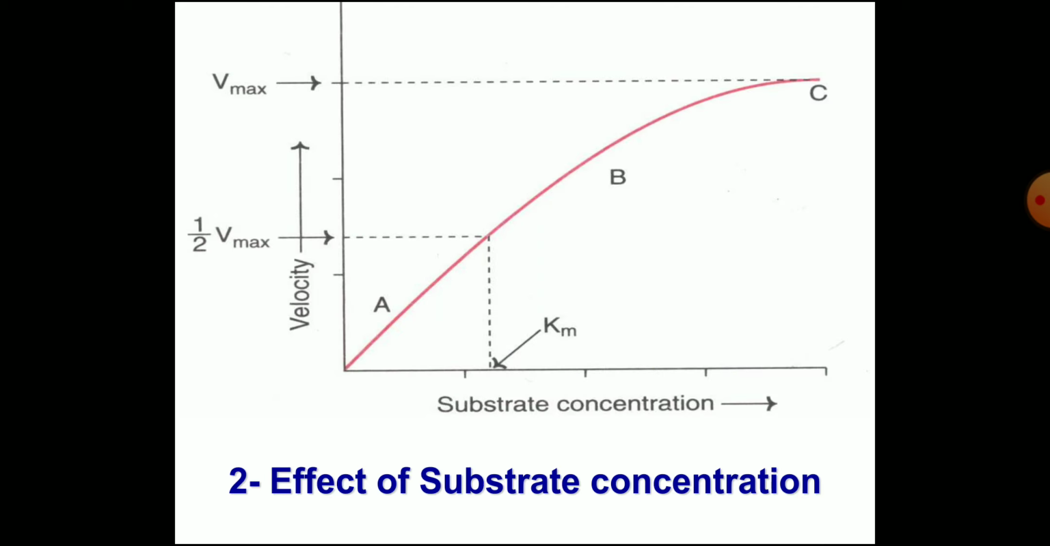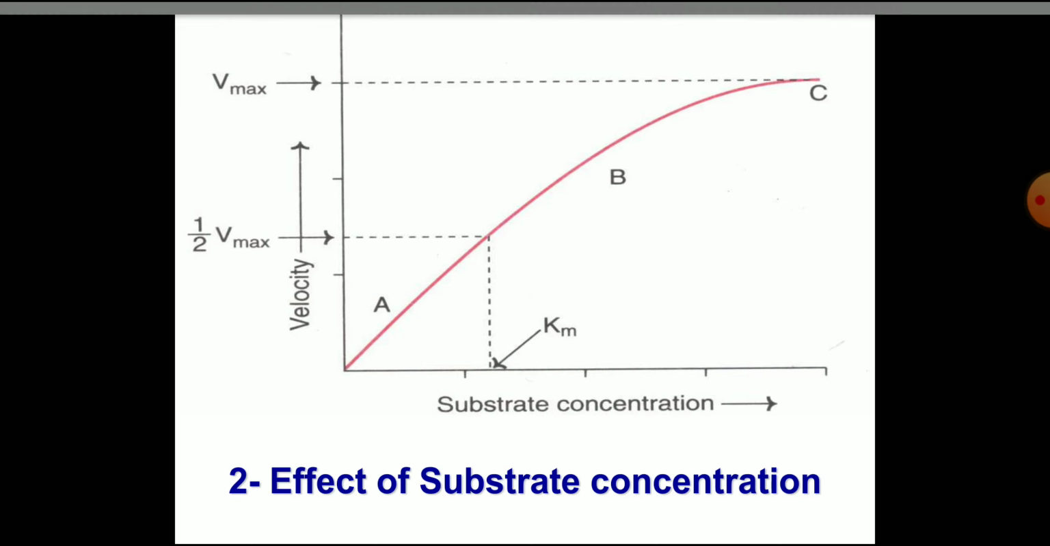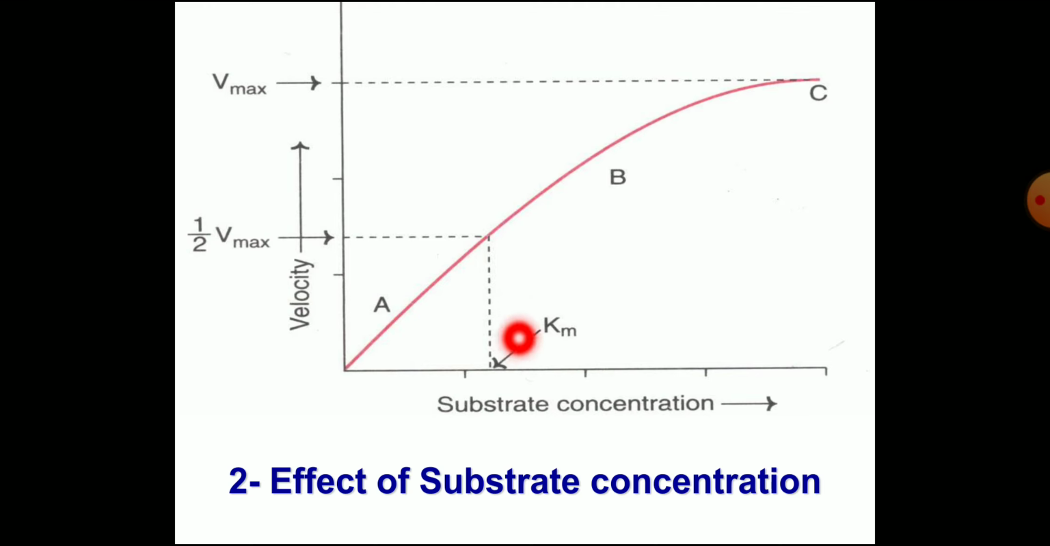So in this diagram you can see velocity against the substrate concentration. Here you can see the substrate concentration on the x-axis and the velocity, the rate of reaction, on the y-axis. To start with, there is a straight line graph. As the substrate concentration increases, the velocity also increases, and slowly it comes to a flattened level and attains the point C. At the position of C, the maximum velocity is obtained. That means the whole of the enzyme molecules get saturated with the substrate.